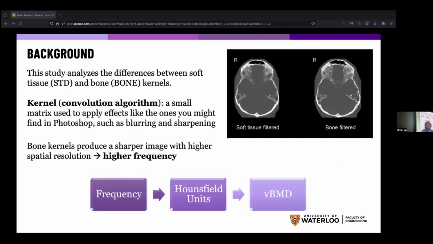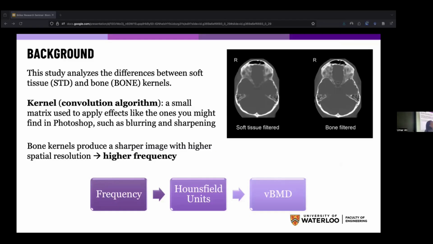I also mentioned that my study includes kernels. We can think of kernels as filters. In this study, we're going to be thinking about standard, which are also soft tissue kernels, and bone kernels. I know it's a little hard to see, but the soft tissue looks more blurred as compared to the bone. That's because bone kernels are for bone and soft tissue kernels are for tissue, and because it's lighter, it's targeting lighter density materials in the body.